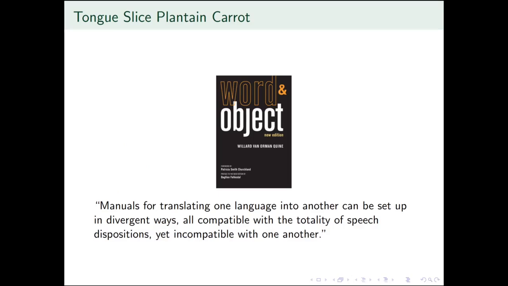In Word and Object, Quine asserts our concern exactly: "Manuals for translating one language into another can be set up in divergent ways, all compatible with the totality of speech dispositions, yet incompatible with one another."